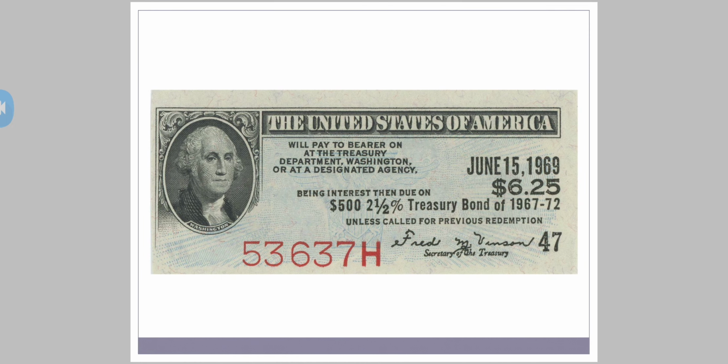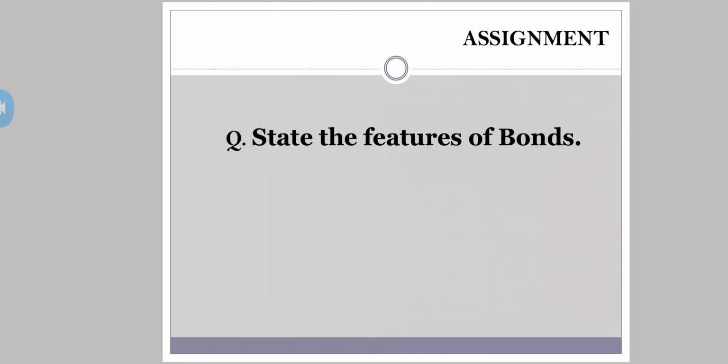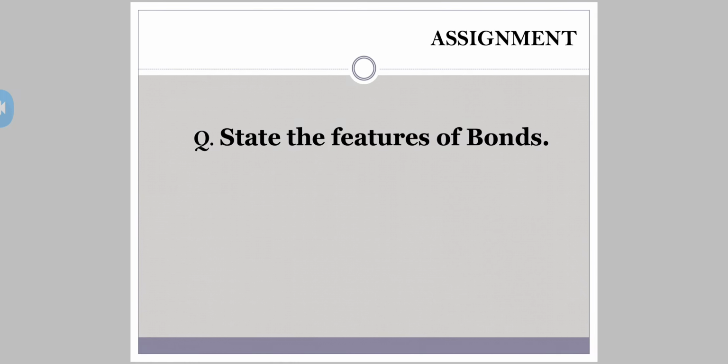See, there is an example here. This is a bond certificate. It's a treasury bond of 1967 to 1972, right? So see, all the dates, the issue date, the maturity date, everything would be mentioned on that bond certificate. There would be only one question, that is state the features of bond. So when this question would be asked, you are supposed to write the meaning along with the definition and then 4 features.